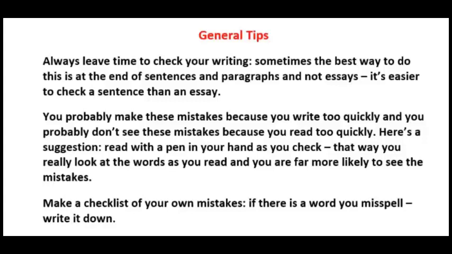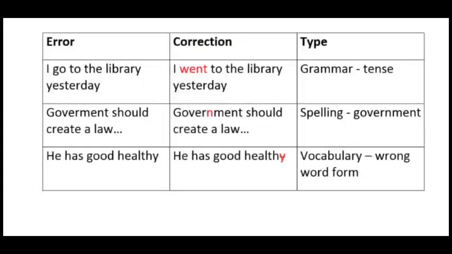If there's a word you misspell, for example, write it down. Here's a suggestion for how you could record your errors. Get a notebook, divide it into 3 columns. On the left-hand column, you could record the error. In the middle column, you could record the correction. And then most importantly, or I think most importantly, on the right-hand column, you can record the type of error you made.